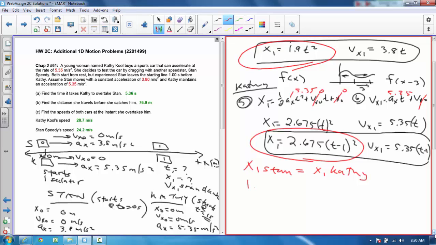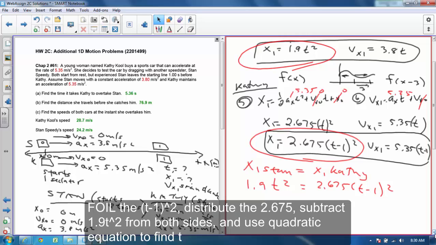Well, x1 for Stan is just 1.9 t squared, and for Kathy, it's 2.675 (t minus 1) squared. All right? How do you solve that? Give me two ways to solve this. And by multiplying this out, what do I have to do for that (t minus 1) squared? You got to FOIL that. Very good. So I'd have to FOIL this, and I'd have to distribute the 2.675 t squared in, and over here I'd have the 1.9 t squared that I had to do.